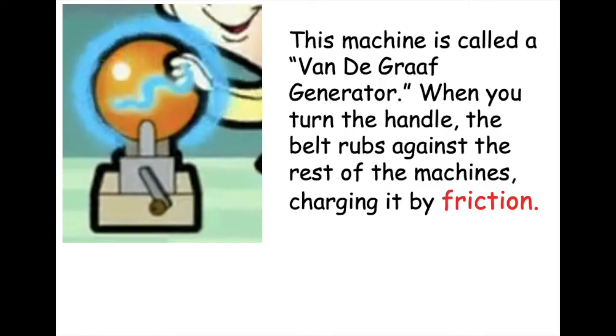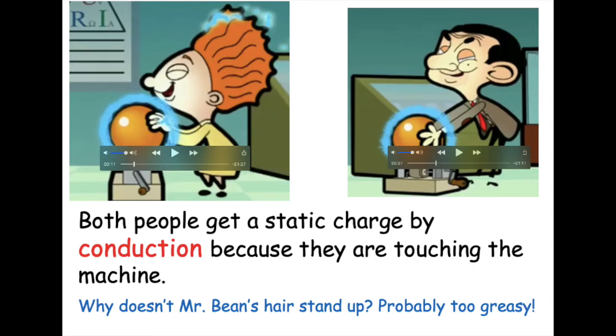This machine is called a Van de Graaff generator. When you turn the handle, the belt inside rubs against the rest of the machine, charging it by friction. Both people in these pictures get their static charge by conduction because they're touching the machine. When you pick up static electricity by direct contact, by touching, that's a great example of conduction.